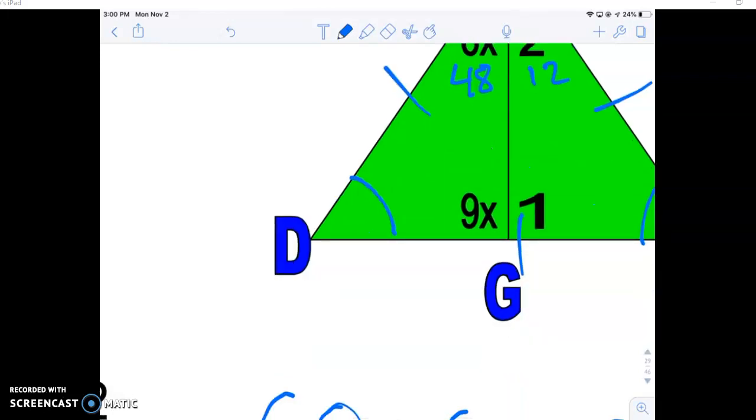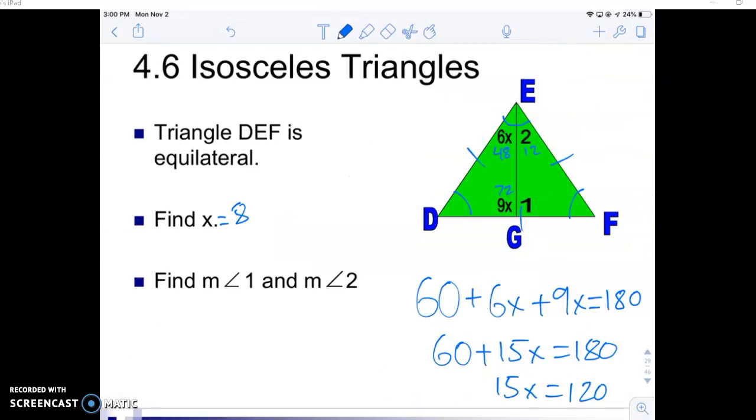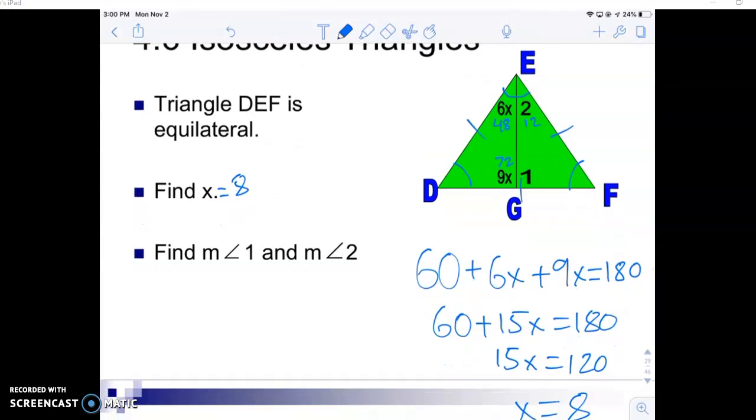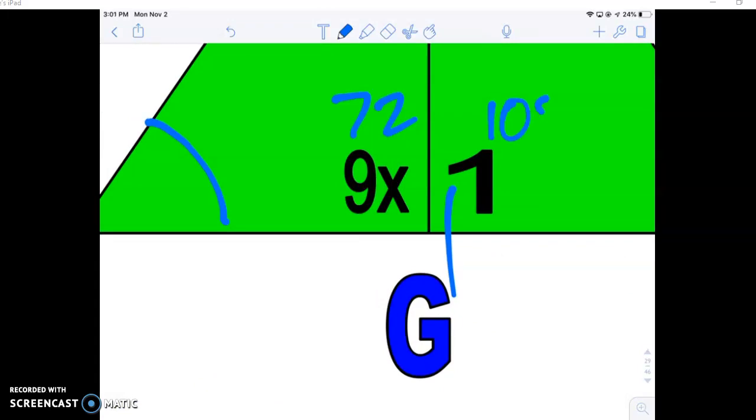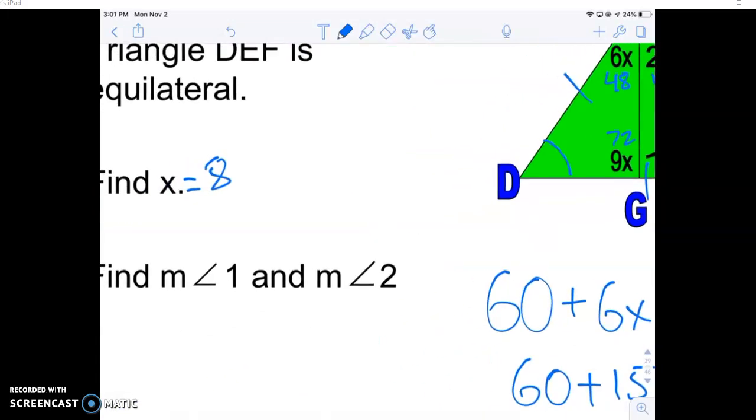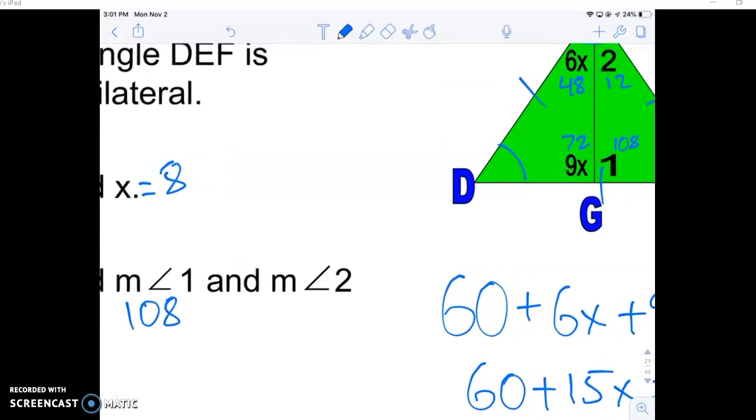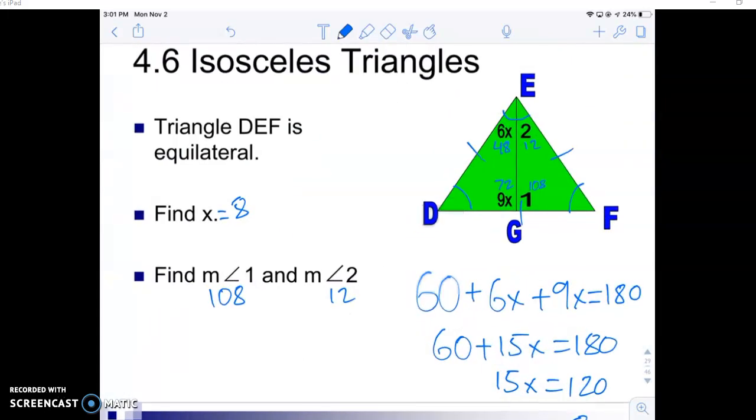And then moving on down here to 9x, 9 times 8 would give us 72. Since this is a straight angle, angle 1 would have to be 180 minus 72, which would be 108. So I'm going to write that here: 108, and what did I say? 12. There you go. Circle answers like that. Perfect.